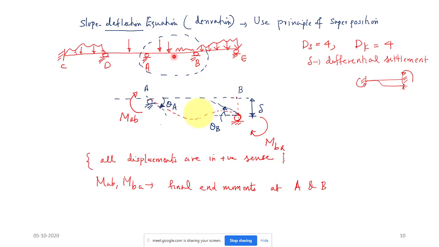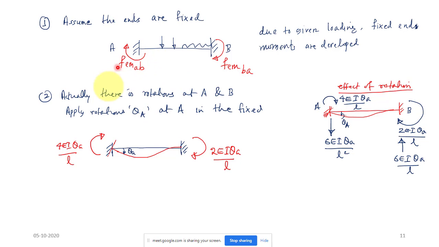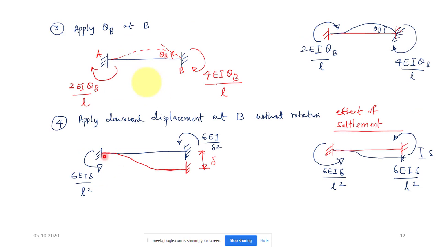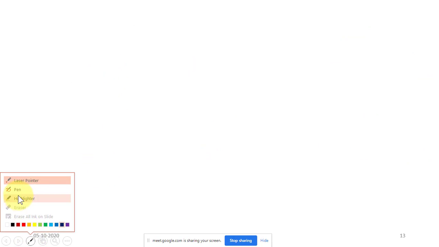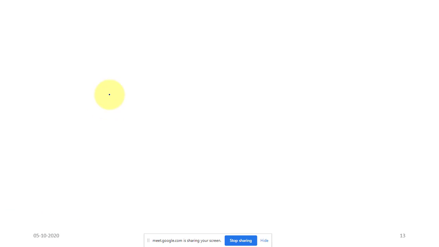Now to get the MAB, the final end moment at A, we can take the sum of all the 4 stages. In the first stage I got some value in the clockwise direction, FEMAB, and here some moment, and here some moment. So I can add everything to get the end moments. The next step is the final moment. That is the principle of superposition. We are just adding all the values.